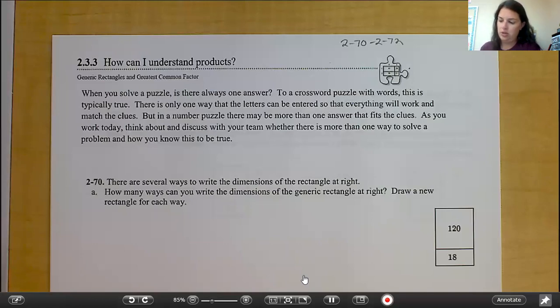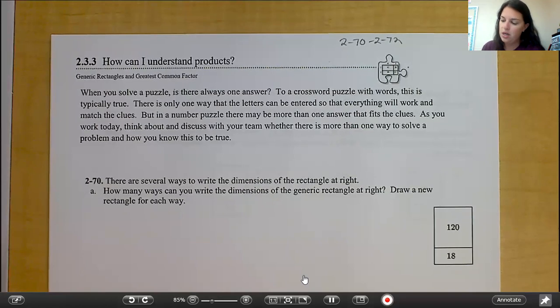When you solve a puzzle, is there always one answer? To a crossword puzzle with words, this is typically true. There's only one way that letters can be entered so that everything will work and match the clues. But in a number puzzle, there may be more than one answer that fits the clues. As you work today, think about and discuss with your team whether there is more than one way to solve a problem and how you know this to be true.